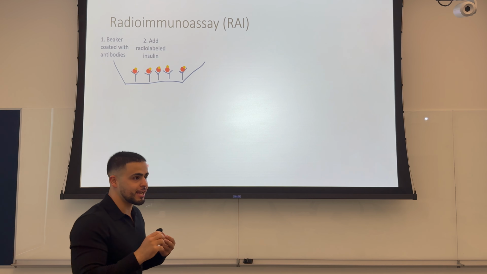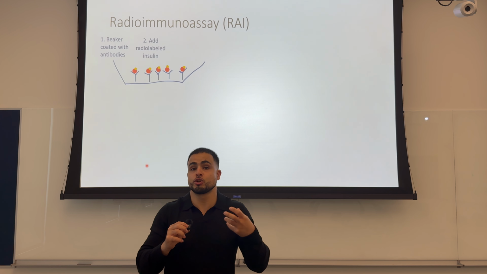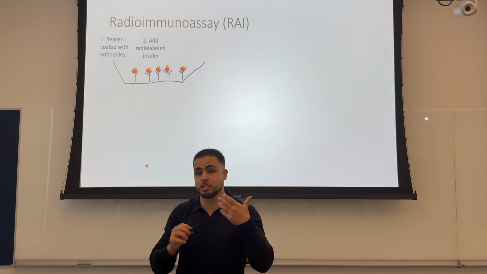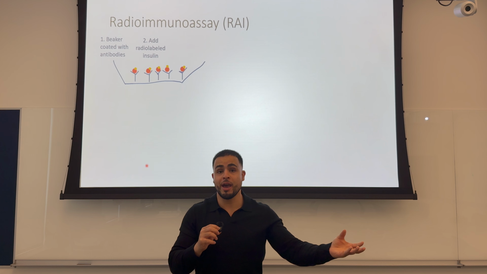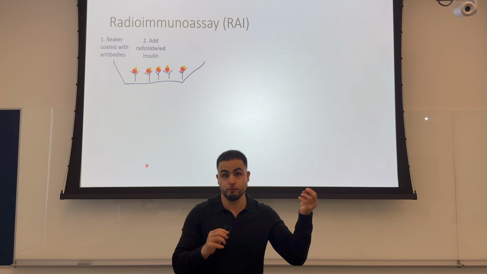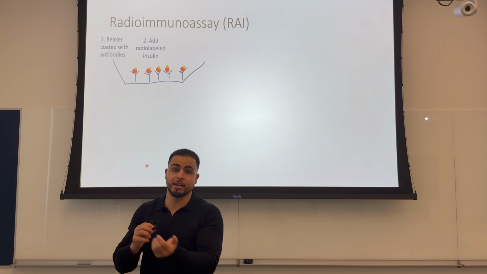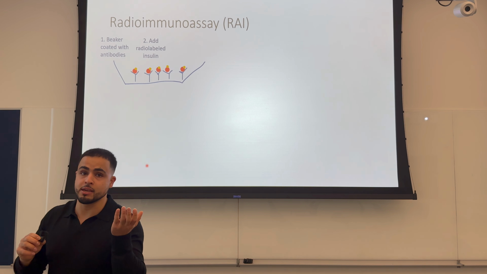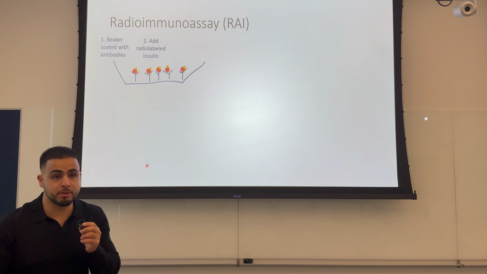So this insulin has been labeled with a specific label. This isn't the one, let's say we're trying to measure insulin in a patient's blood sample. This isn't from the patient. This is insulin that you have in the lab that you labeled previously for this specific experiment. And so when you add it to the antibodies over here, the insulin is going to be taken up by those antibodies, and you're going to have these antigen-antibody complexes.